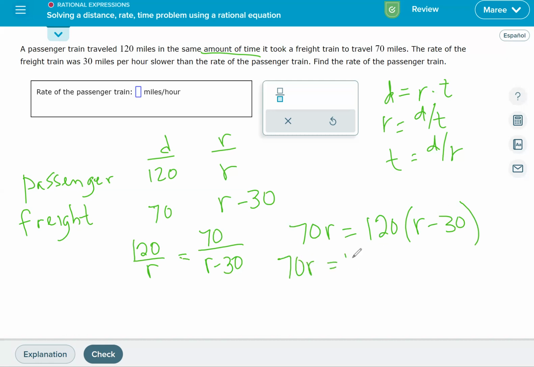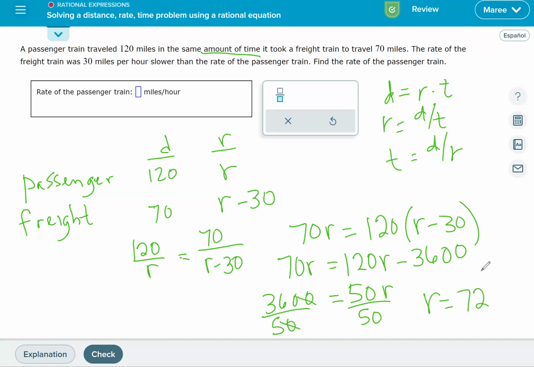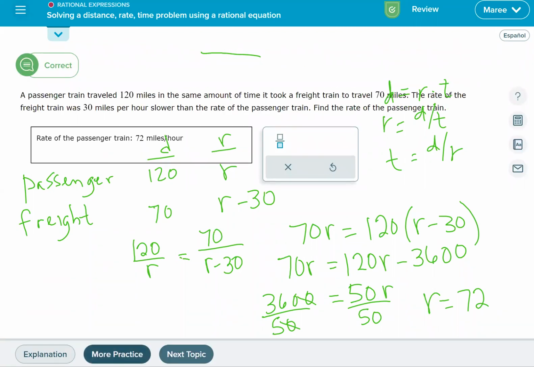So 70r equals 120r minus 3,600. Okay, so how about we add that 3,600, and we'll subtract 70r from 120r and get 50r. So we're going to divide by 50. Let's see, what is 360 divided by 5? 72. So our answer is 72 miles per hour. There we go.